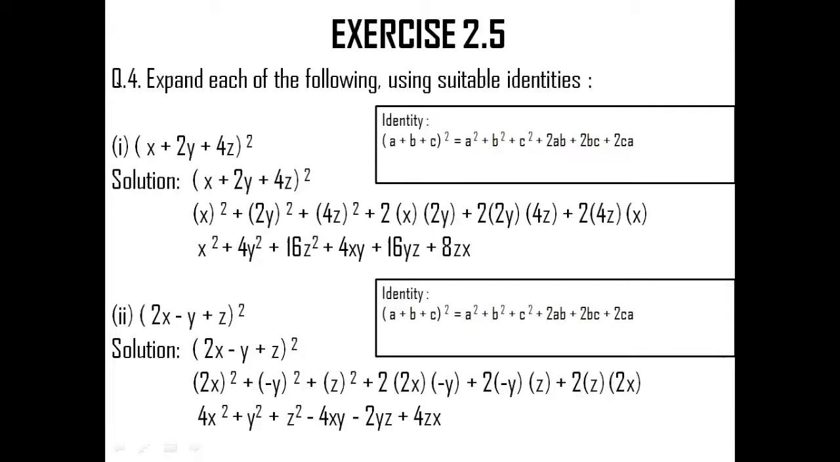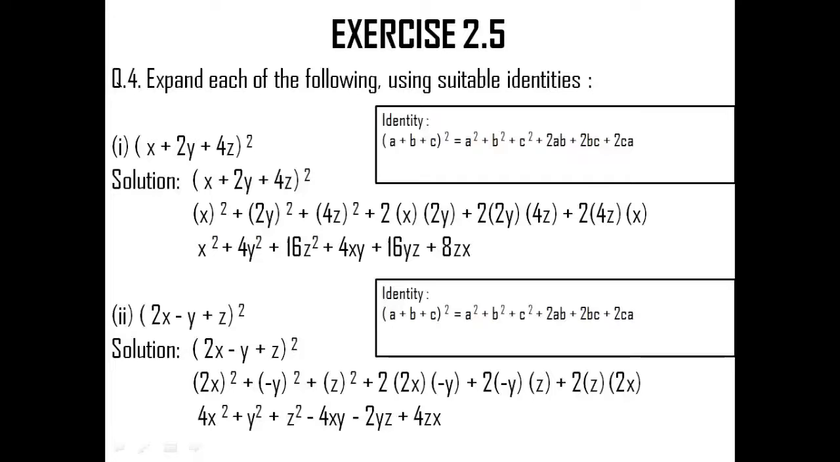So a will be taken as 2x, b will be taken as minus y, and c will be taken as z. So all that I have to do is replace the value of a, b and c in my equation, which is a square plus b square plus c square plus 2ab plus 2bc plus 2ca, which will finally give me an answer that is 4x squared plus y squared plus z squared minus 4xy minus 2yz plus 4zx. Yes, I hope the second question is now clear to you all.